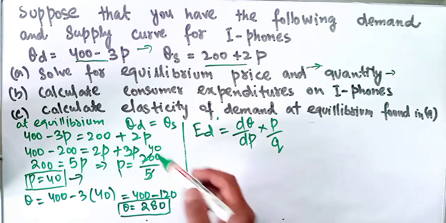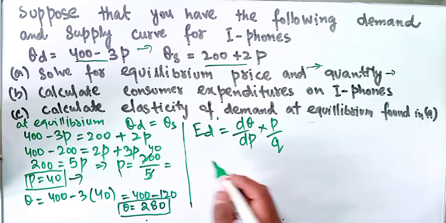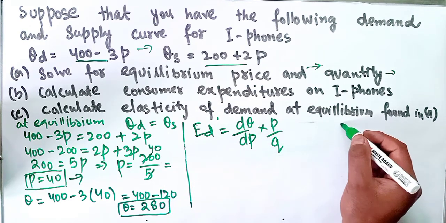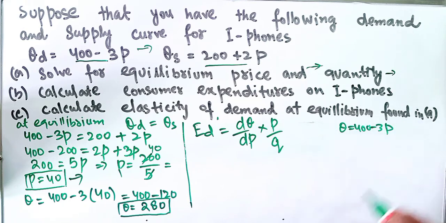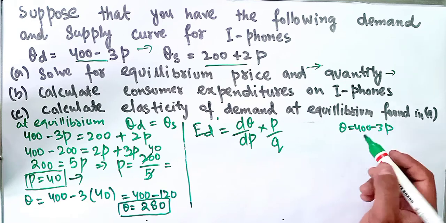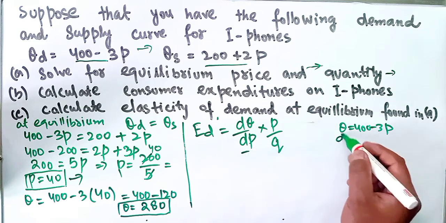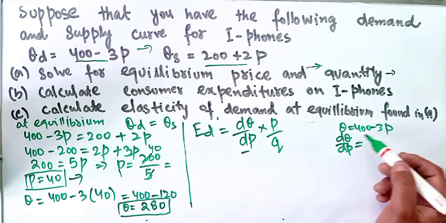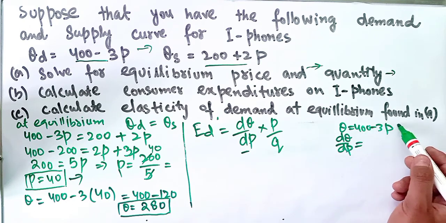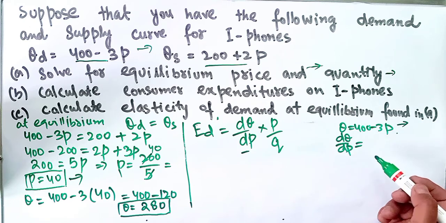Okay, now first we are given here, so I will write here our demand function is q is equal to 400 minus 3p. Then elasticity of demand, rather this dq divided by dp is simply the derivative of this demand function with respect to price.